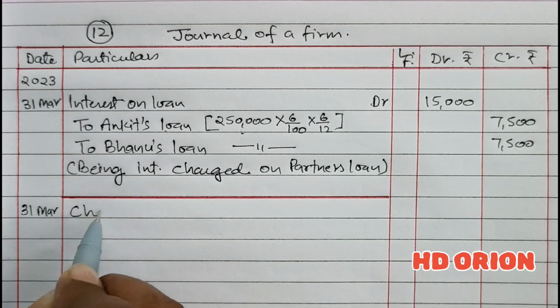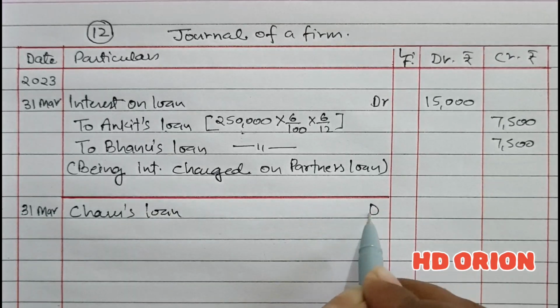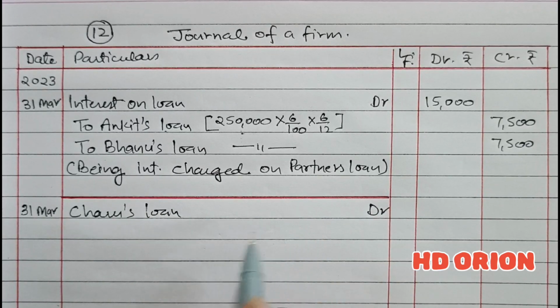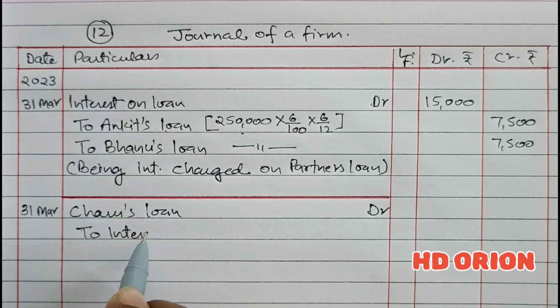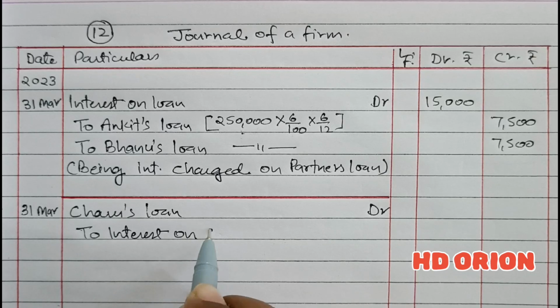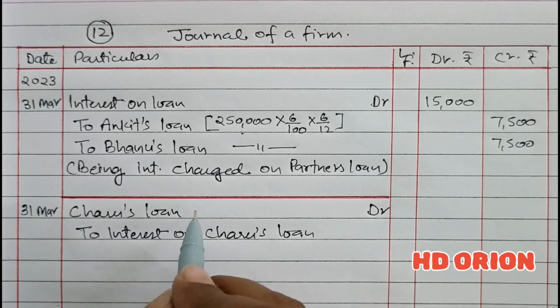Okay. Now on the same date, that is 31st of March, the firm has to receive interest on Charu's loan. So Charu's loan account will be further debited. And in credit we will write To interest on Charu's loan. So it is an income and therefore this interest is credited.